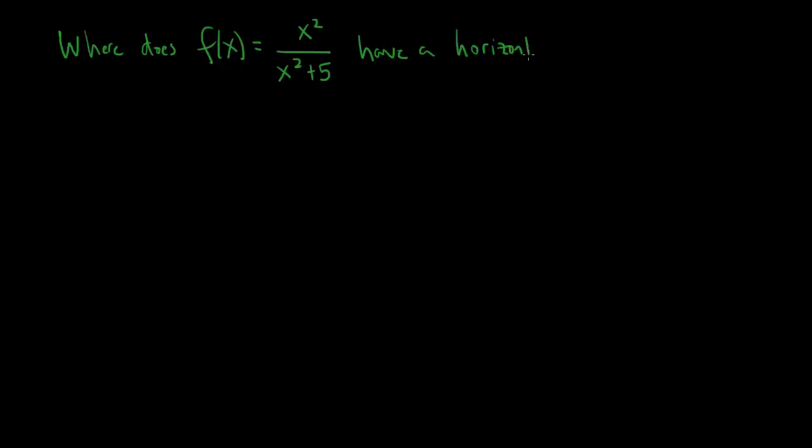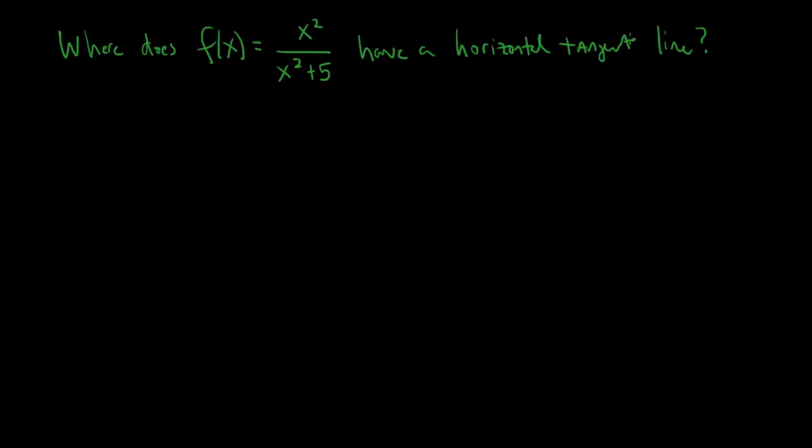Alright, so I want to talk right now about how to find where a function has a horizontal tangent line. So we're going to say, where does f of x equals x squared over x squared plus 5 have a horizontal tangent line?